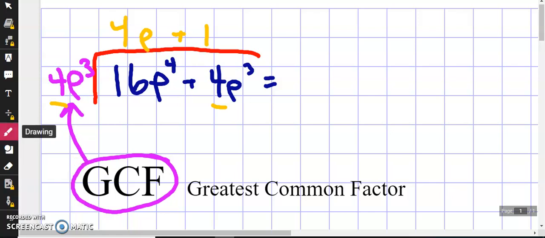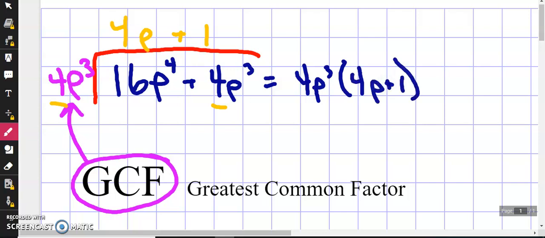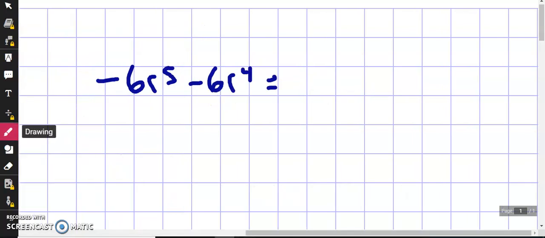So to get my official answer, I'm basically just going to take the two things on the outside of the box and put them as my factors in parentheses. So I'll have 4p cubed and 4p plus 1. All right, so now let's look at our second example.